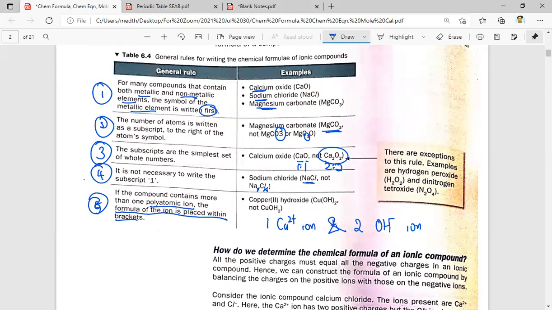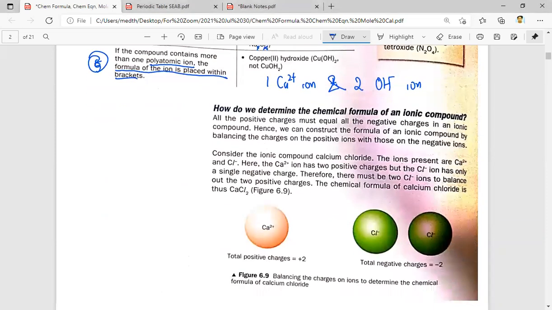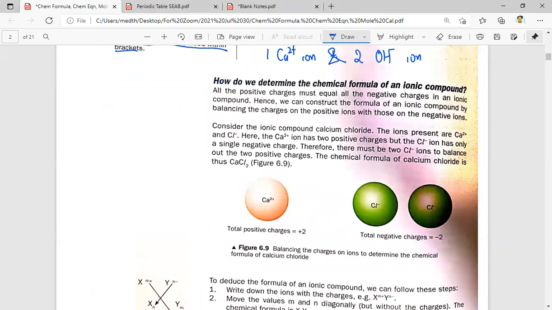I'm not sure how many of you are familiar with this page, but these are the rules you have actually been using as you are going through writing chemical formulas. So how do you exactly determine the chemical formulas of ionic compounds? This is a thing that we have always been trying to do. It's over here: all the positive charges must equal all the negative charges in the compound.